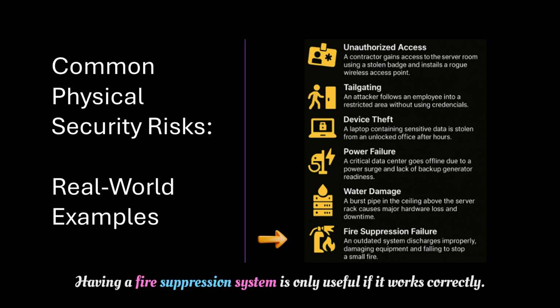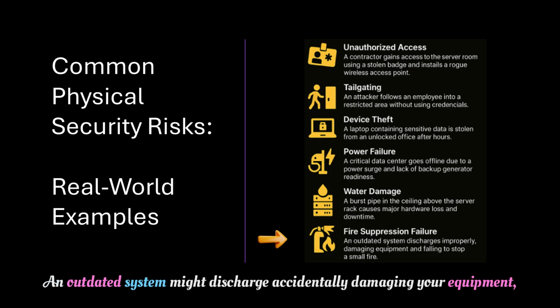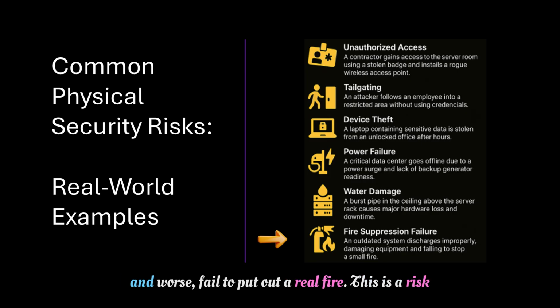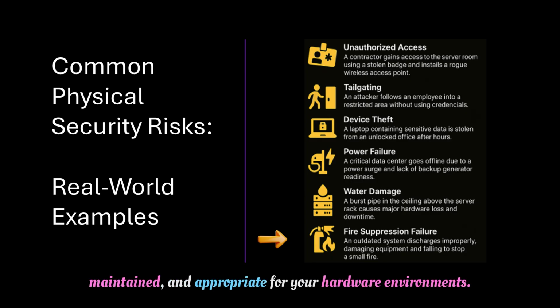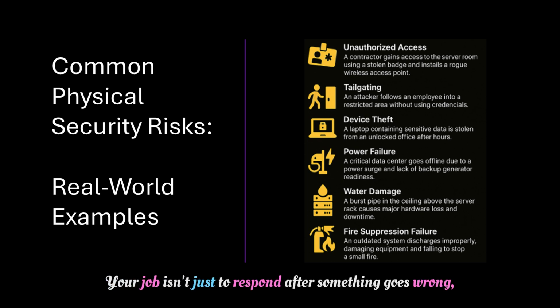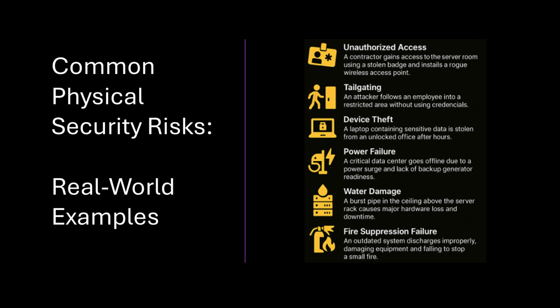Having a fire suppression system is only useful if it works correctly. An outdated system might discharge accidentally, damaging your equipment, and worse, fail to put out a real fire. This is a risk that spans both physical safety and business continuity. You must ensure that fire suppression systems are tested, maintained, and appropriate for your hardware environments. Your job isn't just to respond after something goes wrong, it's to prevent it from happening in the first place.